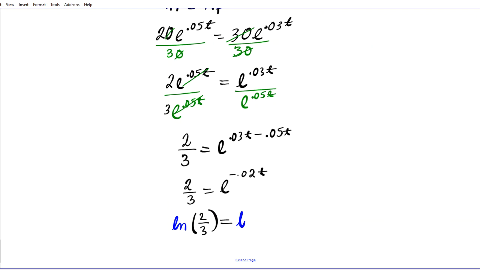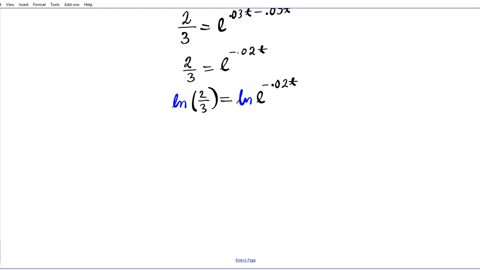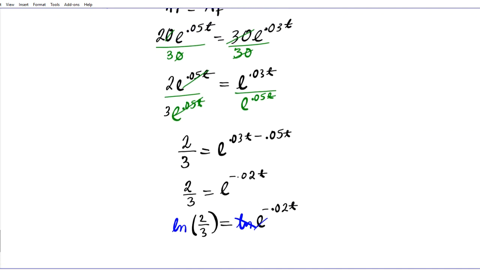The natural logarithm of 2 over 3 equals the natural logarithm of e to the negative 0.02t. Now what happens on the right side? Well, that's why we took the natural logarithm: the ln and the e cancel each other out. So we are going to now have negative 0.02t equals the natural logarithm of 2 over 3.